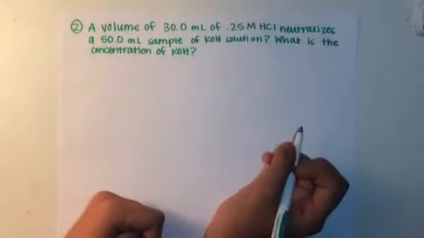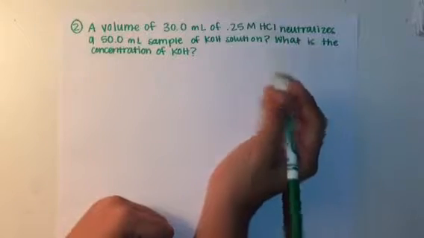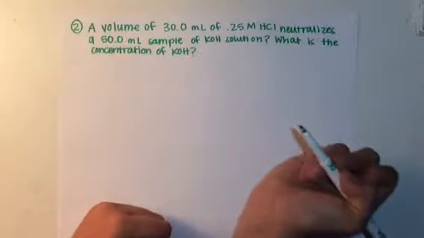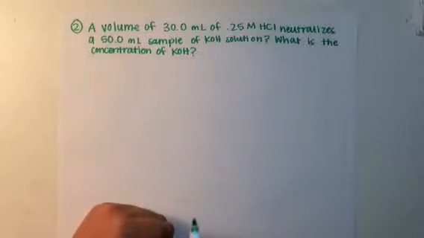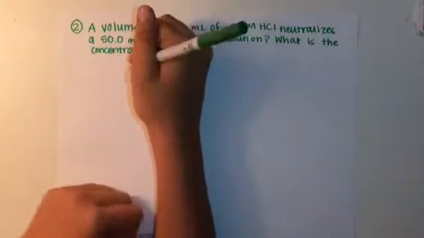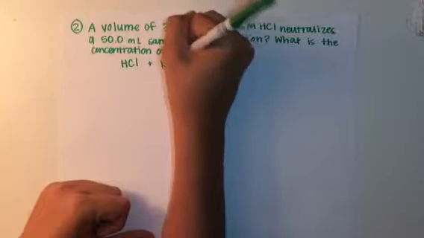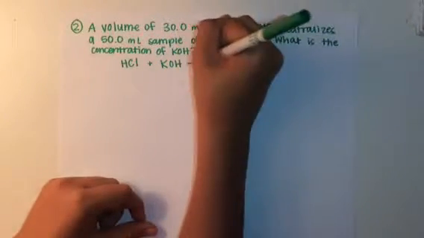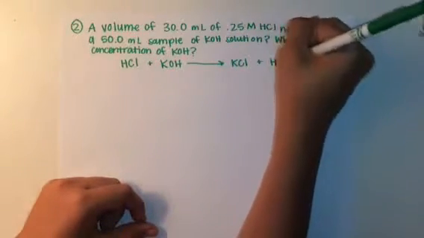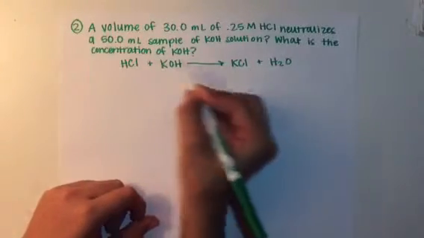Okay, so we have our second example. A volume of 30.0 milliliters of 0.25 molarity HCl neutralizes a 50.0 milliliter sample of KOH solution. What is the concentration of KOH? Once again, the first thing we do is write out the equation and balance it. The equation is HCl plus KOH produces KCl plus H2O. This equation is already balanced; the ratios are 1, 1, 1, and 1.